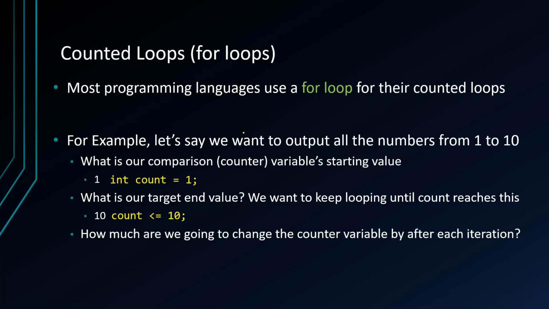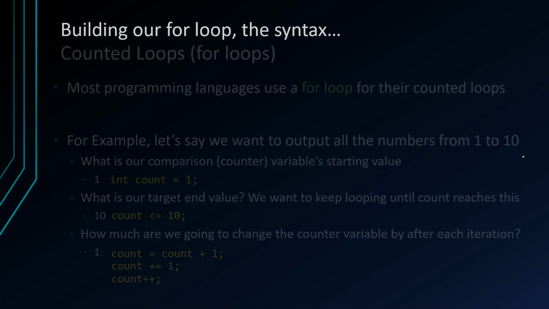Now this says output all the numbers from 1 to 10. So 1, 2, 3, 4, 5, 6, 7, 8, 9, and 10. So how much is the counter variable changing by each step? Well, it's changing by exactly 1. Now we know 3 ways to add 1 to a variable. We could say count equals count plus 1. That's the long form. One of the shortcuts we learned was plus equals, count plus equals 1. And then the shortest form is count plus plus. Any one of these 3 are perfectly viable and fine.